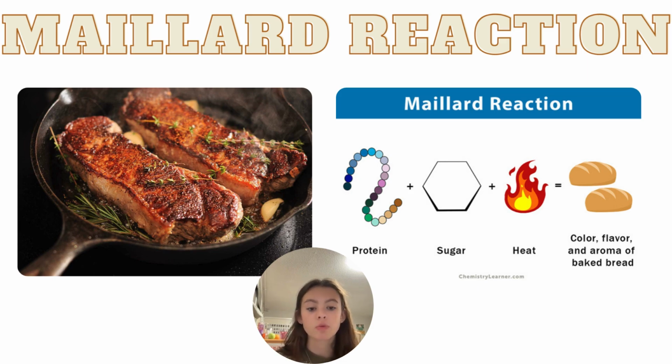And an example of this would be if you're searing a steak, you get that nice golden brown outside. And then also if you're baking bread or making French fries, that's another example of a Maillard reaction.